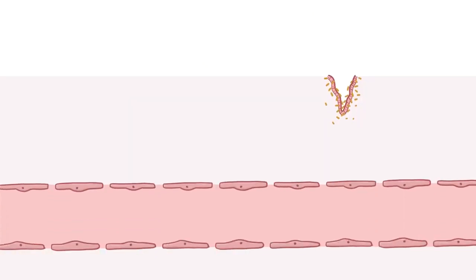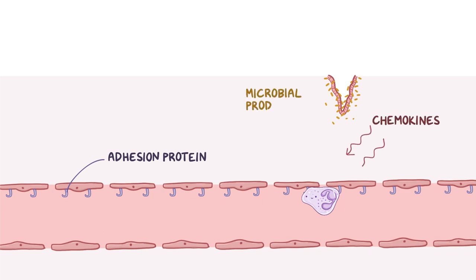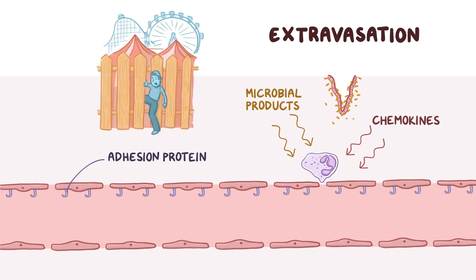In addition, endothelial cells express more adhesion proteins to help leukocytes that are floating by in the blood to attach and roll along the vessel wall until they reach the injured site. In particular, neutrophils get attracted to the site of infection by the chemokines and microbial products. The neutrophil then starts to squeeze through the gaps between two endothelial cells until it reaches the other side, and this is called extravasation. It's kind of like squeezing between two fence poles to sneak into an amusement park, rather than paying admission. But that's not to say you should do that.